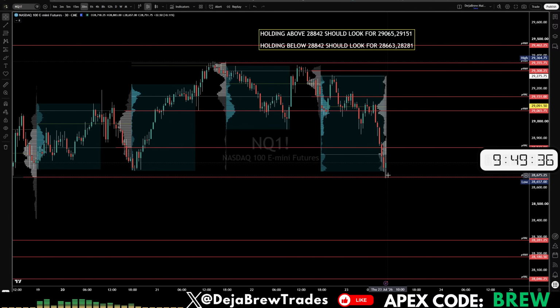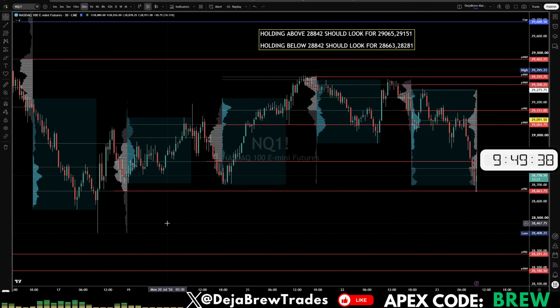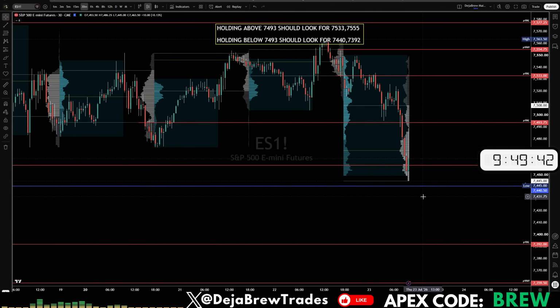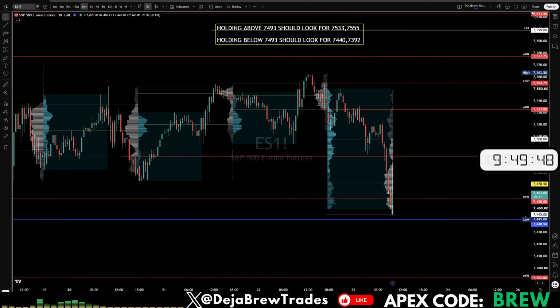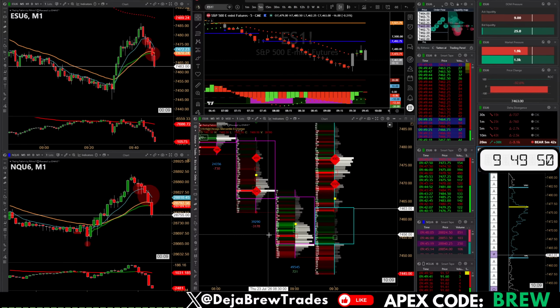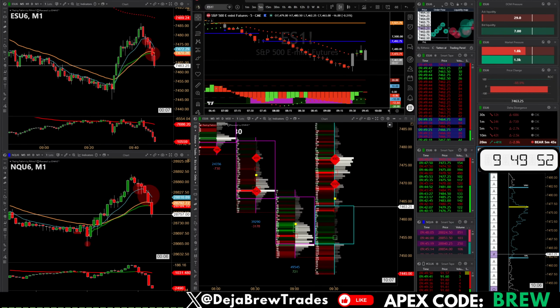Okay, so here is that level, that's 663 on NASDAQ. It's a value level from the 17th. And then we have that rollover level on ES. So we're hitting our first target on both, but we are finding a lot of support so far.